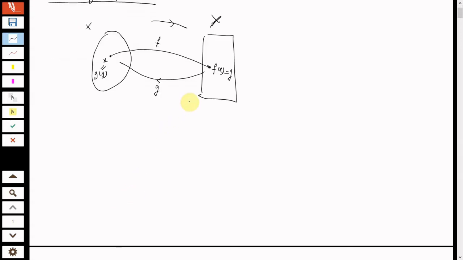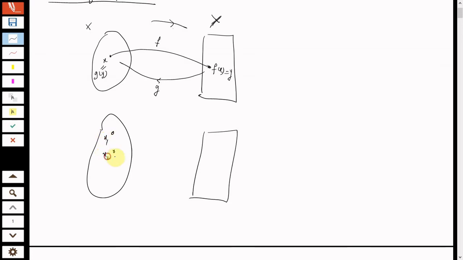Because we are defining a function from Y to X, and to define a function from Y to X, for every element of Y it should map to a unique element in X through this g, if I call g the inverse of f. If f is not 1-1, then we will have a diagram something like this. We will find at least 2 points, say x1 and x2, mapping to the same point in Y.